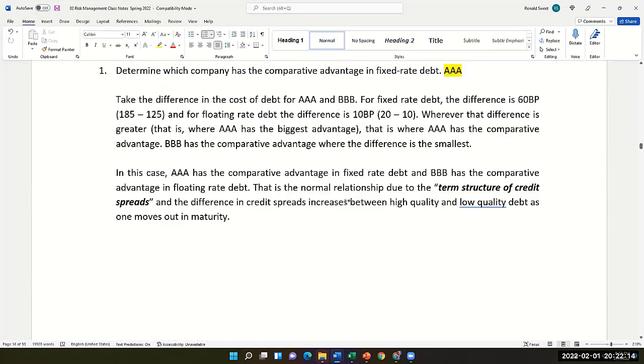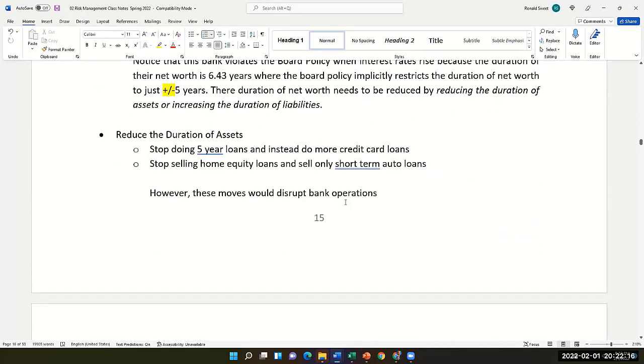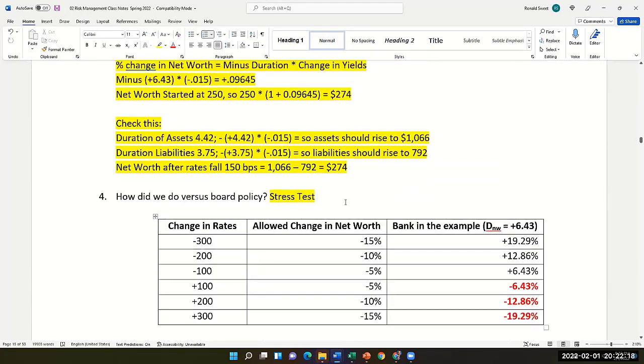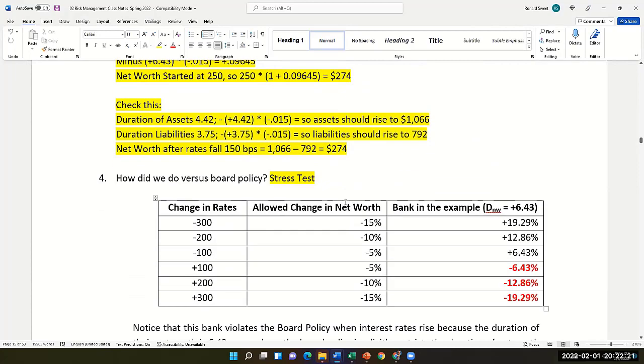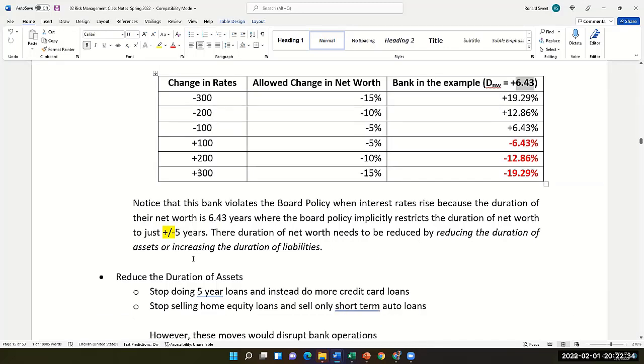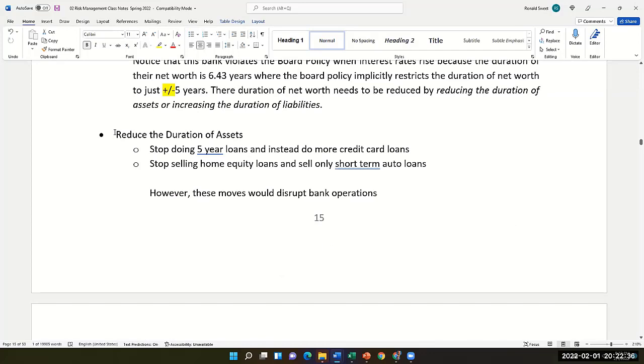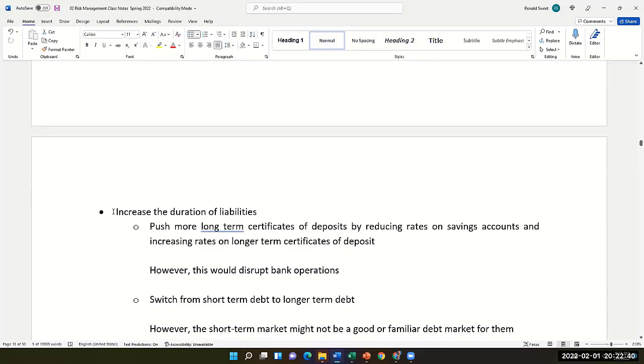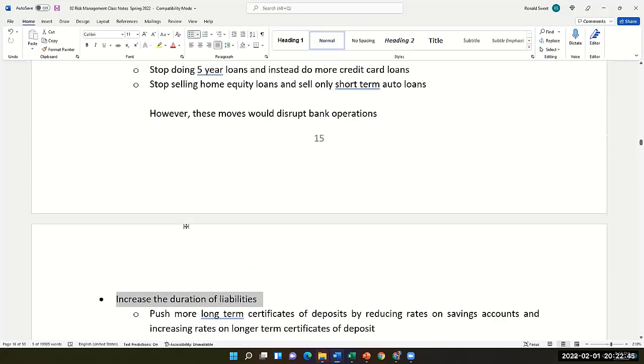All right. I'm going to go back to the first part of the problem. We're going to add the end part to this. So how do we put all this together? Let's go back to the previous question. Remember, we had this bank whose duration of net worth was 6.43 years, and that's too long. 5 is the max it could be. So what did they need to do? They need to reduce the duration of their assets or increase the duration of liabilities. One of those two things.